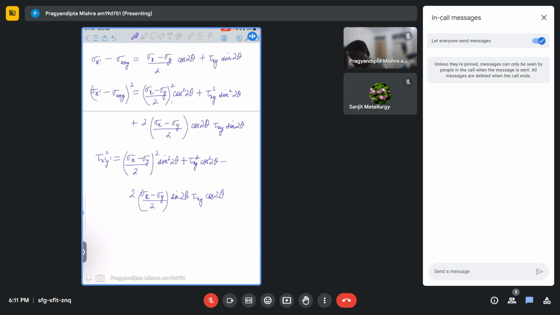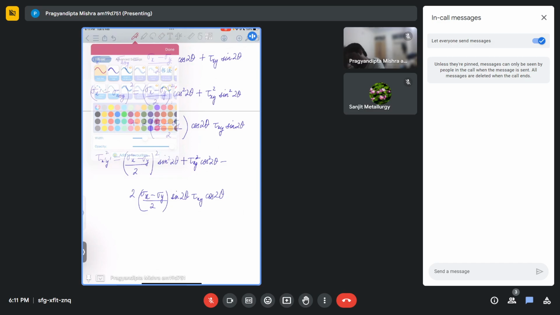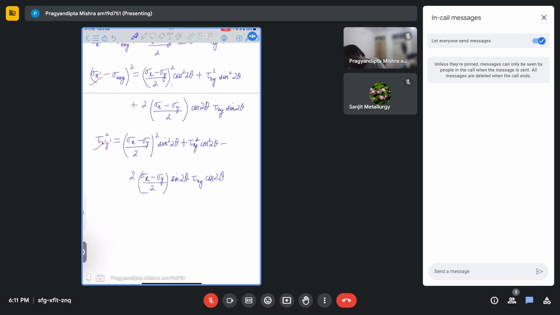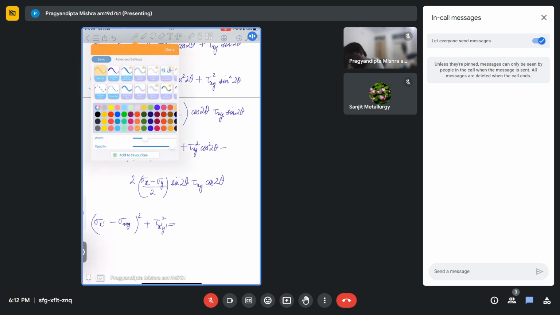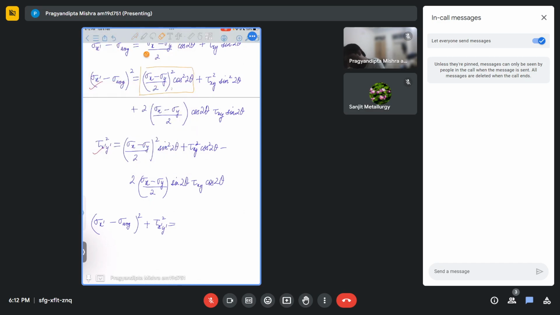Now if I add these two equations, if I add this equation and this equation, what will happen? On the left hand side, I will have sigma x dash minus sigma average the whole square plus tau xy square. Sorry, tau x dash y dash square. So on the right hand side, what is happening to this and this term? So let's take this term first.